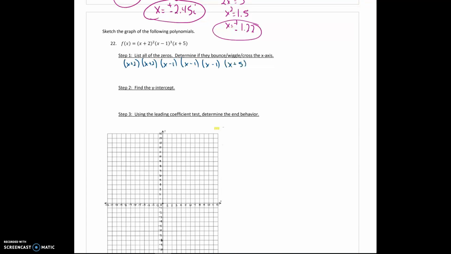So what's going to make these all 0? So negative 2. So that's twice, it will bounce. I'm going to have 1 3 times, 1 and 1 and 1, so that's a wiggle. And I'm going to have negative 5 once, so that's a cross. So down here at negative 2, I'm going to have a bounce. At 1, I'm going to have a wiggle. And at negative 5, I'm going to have a cross.